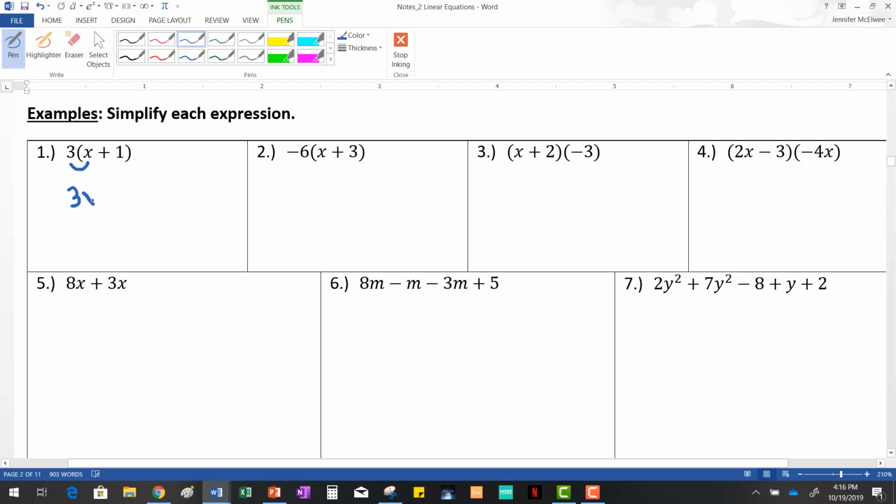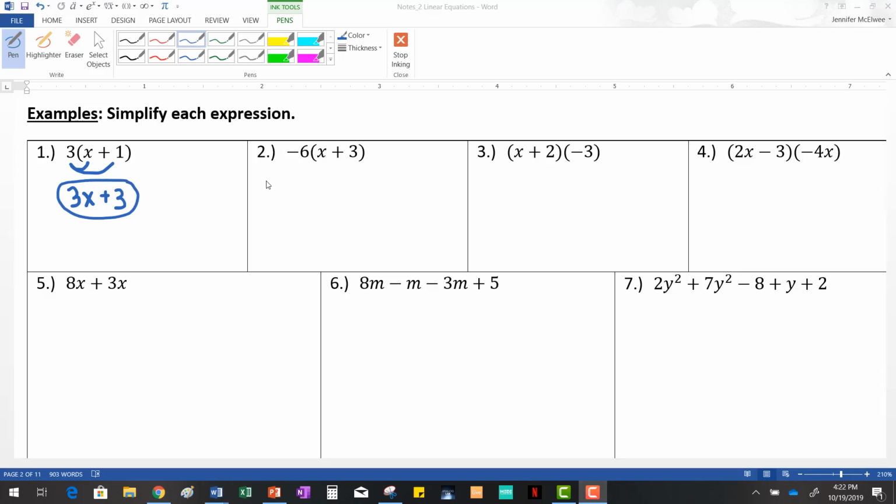Tiger says hi. And I'm going to distribute that 3 to the 1. 3 times 1 is 3, so I write plus 3. There is nothing else that I can do here because 3x is a variable term and 3 is a constant. They're not like terms. I can't combine them, so I'm finished.